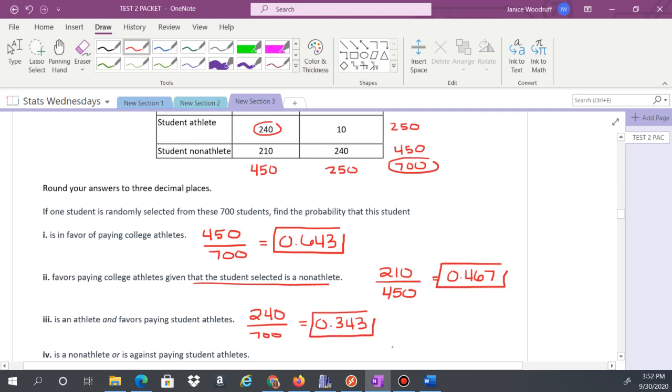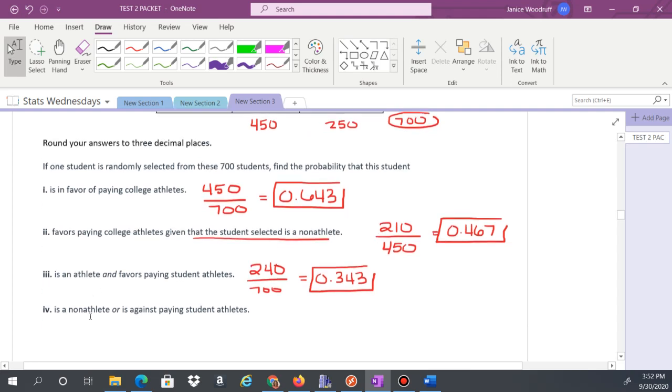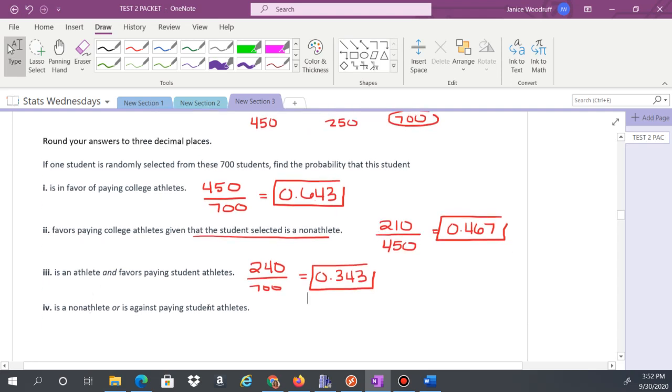Yes. This is an athlete that did say yes. So it's out of everyone, but let's say they're color coded, like, I don't know, white and red. The athletes are red. So it's a red card that has the yes on the card. And then is a non-athlete or is against paying non-athletes. So this one, okay, can you be a non-athlete and be against it at the same time? Yes. So this is that P of A plus P of B minus P of A and B.